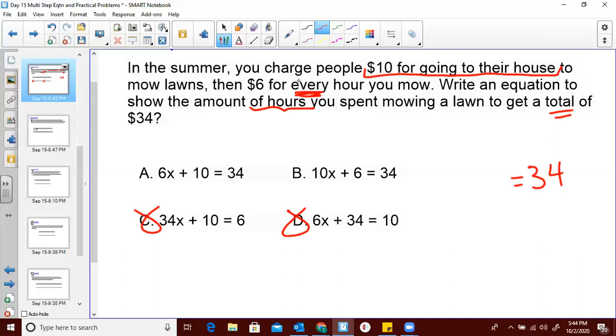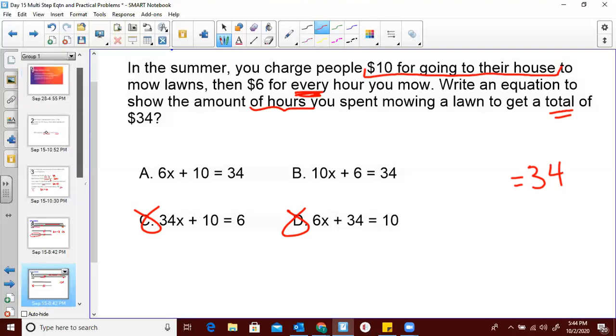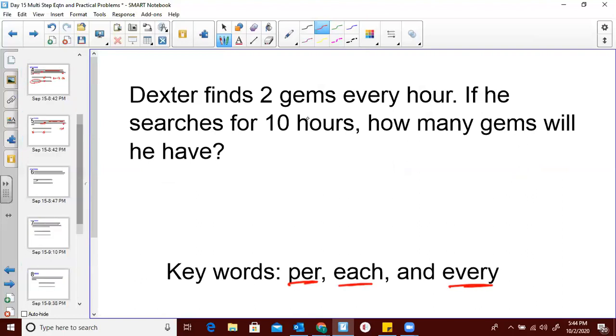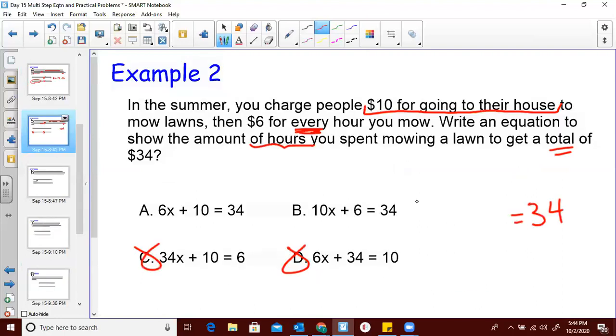Come back here, look for my word, my alert word, my phrase. What do we call them back up here? Keywords. I'm looking for my keyword. Here's every. So I know that's going to be $6 for every hour. But I also know that I get a flat fee of $10. And then from here, you just have to find the equation that matches.